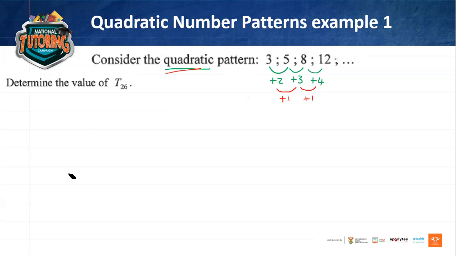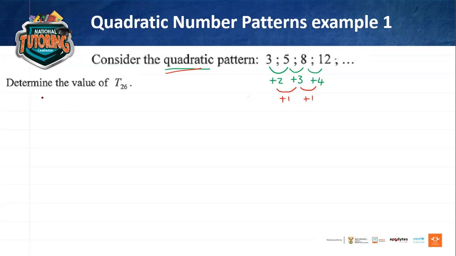The question says determine the value of T26. In order to do that, I need to have a general formula, the nth term for this pattern. So this came from a past paper. It was worth 6 marks. Most of the time they will scaffold it for you, so they ask questions like number 1, find the general term, number 2, etc. So we're going to follow all those steps for this question.